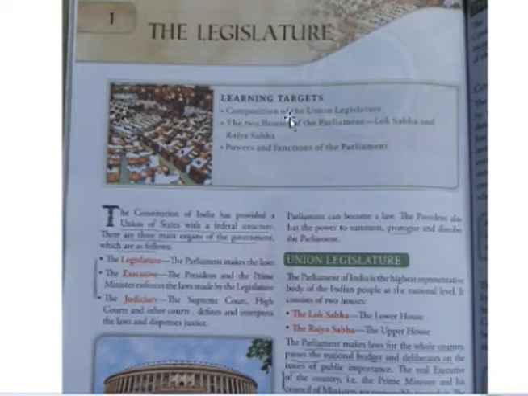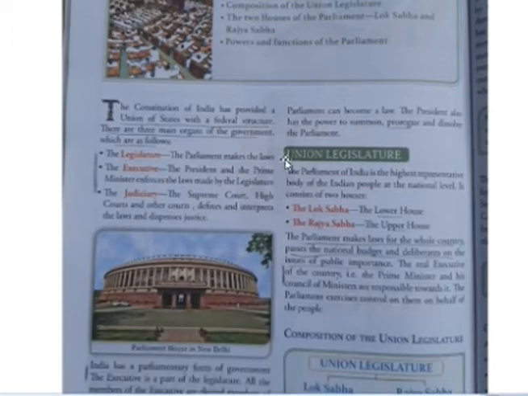First, composition of the union legislature, means how the union legislature is formed. And the second, the two houses of the parliament, Lok Sabha and Rajya Sabha. We also know, but we'll discuss in detail about the Lok Sabha and Rajya Sabha, and powers and functions of the parliament, means what are the various powers and what are the various functions of parliament. So let's start this chapter.